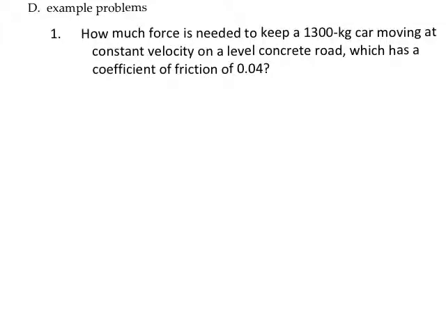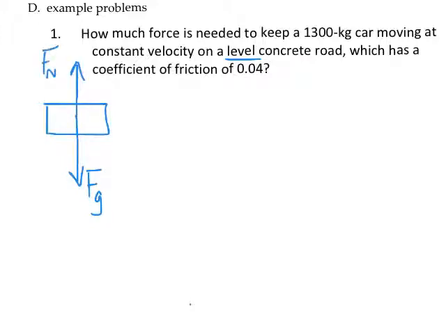For our first problem, you are asked to find how much force is needed to keep a 1,300 kilogram car moving at a constant velocity on a level concrete road which has a coefficient of friction of 0.04. It's always helpful to draw a free body diagram, so we're going to do that first. That would be our car. We know that the gravitational force is pointing down, and because it's on a level concrete road, that lets us know that it's a horizontal surface.